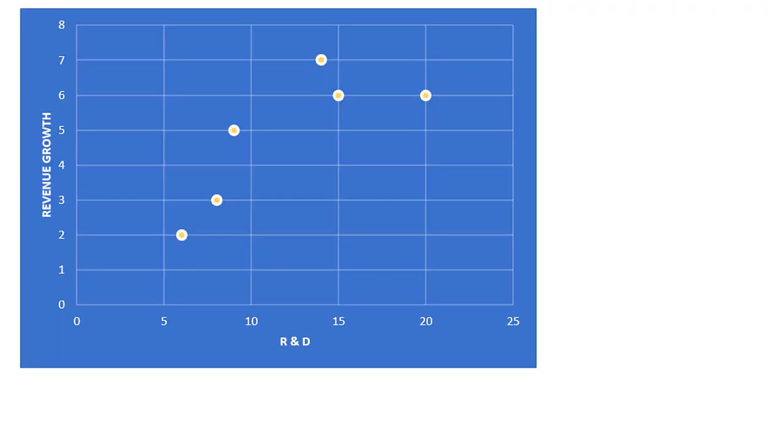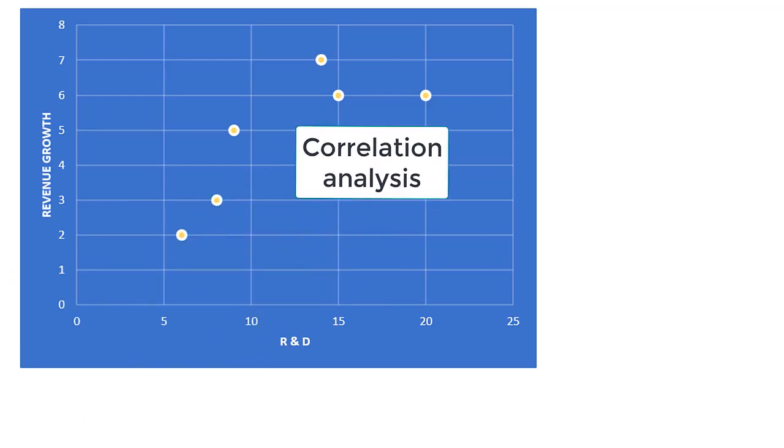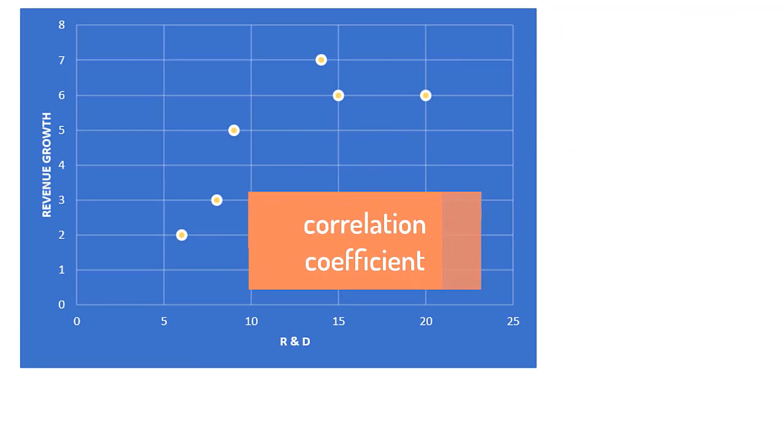While a scatter plot graphically depicts well the relationship between two data series, why not show the relationship in a single number? This can be done through correlation analysis or by computing correlation coefficient. This will be a topic on another video.